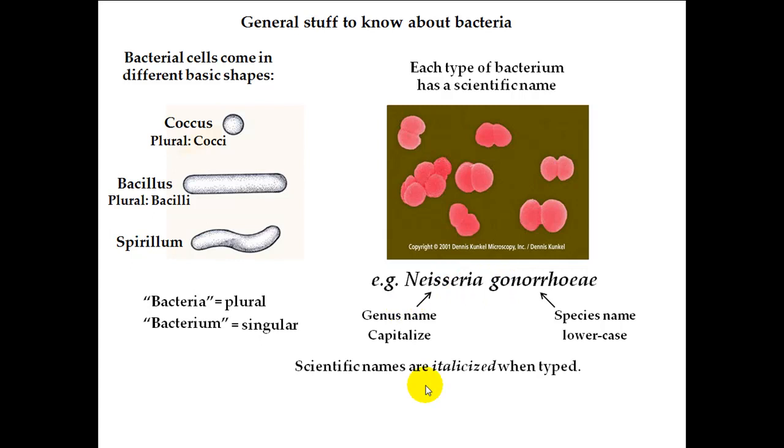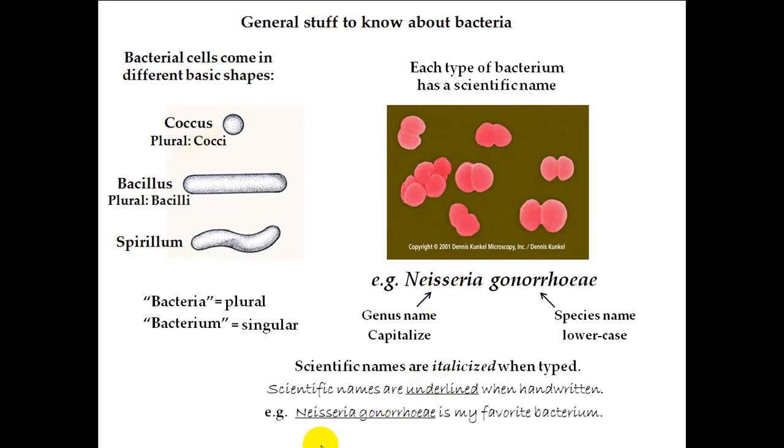On the other hand, if you're handwriting a scientific name, it's hard to handwrite in italics. So instead what's done is that you underline it if you're handwriting it. For example, if you're handwriting this in a sentence, you would say, Neisseria gonorrhoeae is my favorite bacterium, and then you would underline it if you're handwriting it. This is actually something that I'm going to be looking for in your lab notebook. Every time you write the scientific name of a bacterium in your lab notebook, I'm going to look to see that you're using this proper format, that you're capitalizing the genus, you're leaving the species in lowercase, and then you're underlining the entire scientific name.